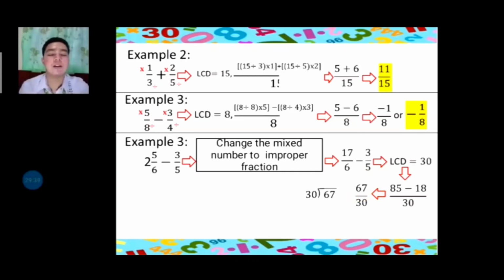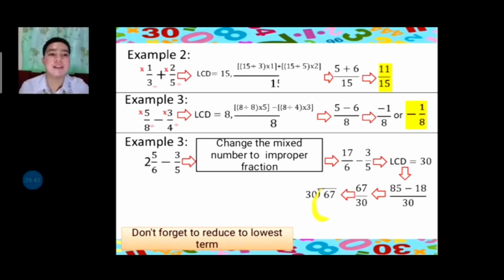Then let's reduce it to lowest terms. We have 67 divided by 30. That will be 2, because 2 times 30 is 60. So 67 minus 60 is 7. Now our answer will be 2 as the quotient, the numerator is the remainder 7, and the denominator is the divisor 30. 2 and 7 over 30 will be our final answer for example number 4.